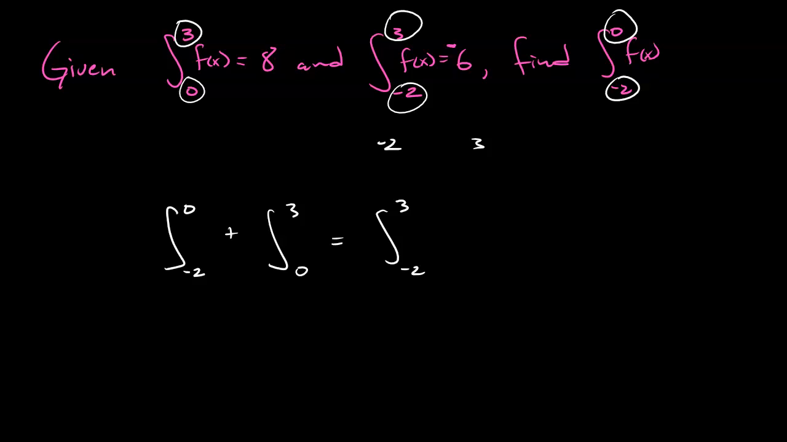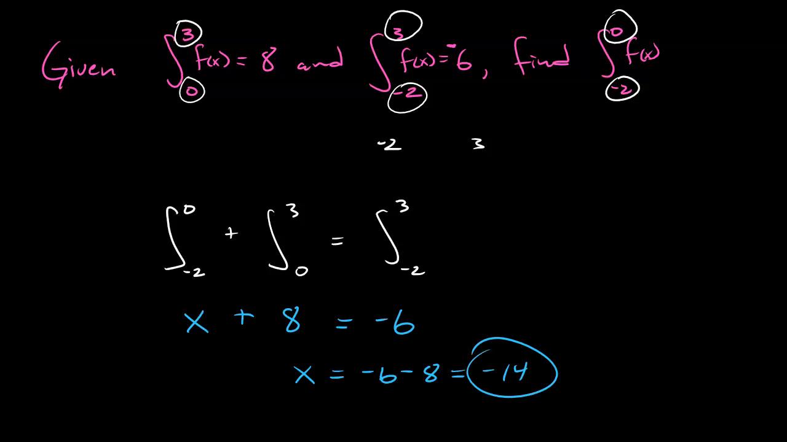So -2 to 0 is the one I don't know, so that's like the X or the question mark. 0 to 3 I was told. -2 to 3 I was told. And so I do subtract them, but to help you guys know which order to subtract, I'd recommend setting them up like this. So it would actually be -6 minus 8. Or it would have been -2 if I would have left it as +6.